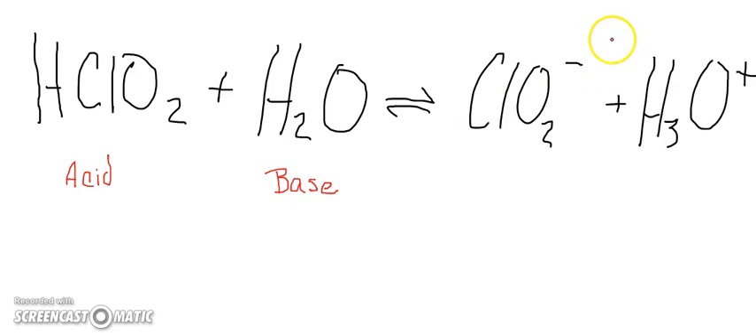In the reverse reaction, we have ClO2- becomes HClO2. It's accepting the H+, so it's our conjugate base. And H3O+ becomes H2O. It's donating the H+, so it's our conjugate acid.